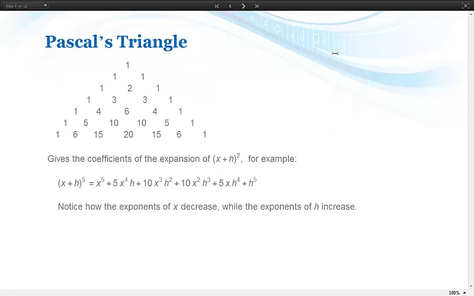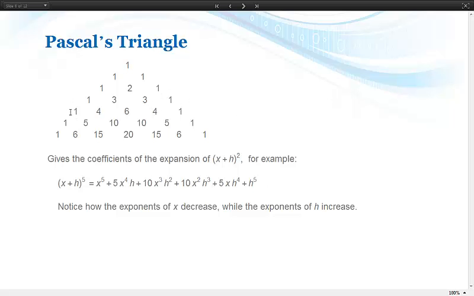A handy tool for doing this in particular cases is Pascal's triangle, discovered by Blaise Pascal. And notice how it works. I have ones here, and then in the third row, I always start with a 1, and then in between I compute the total. 1 plus 1 is 2, and then a 1 at the end. To get the third row, I start with a 1, and then 1 plus 2 is 3, and then 2 plus 1 is 3, and then I end with a 1.